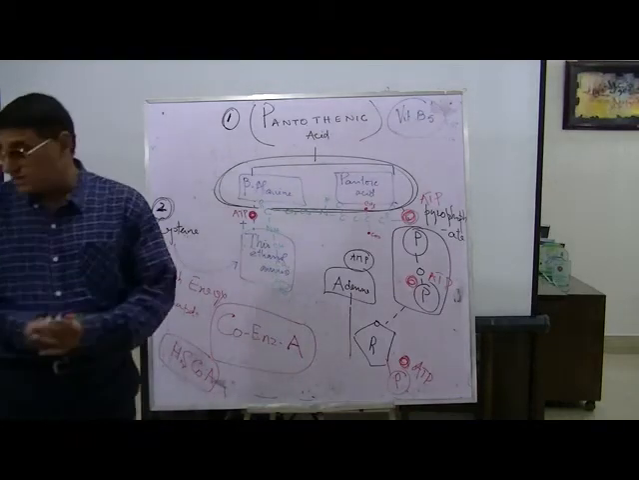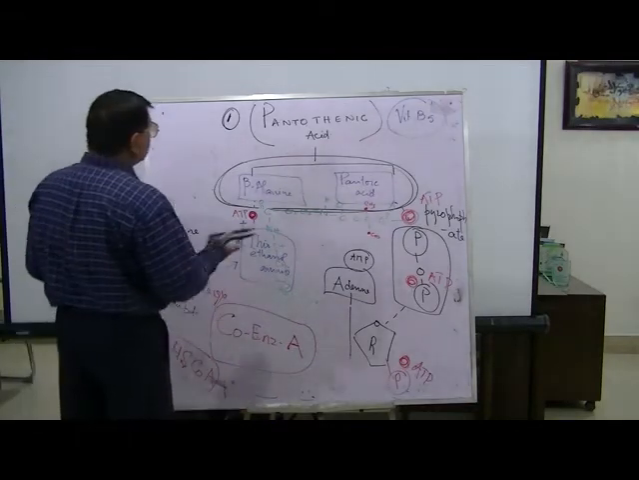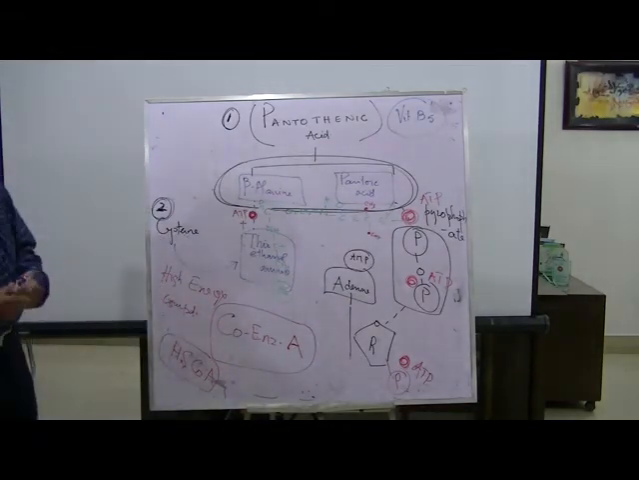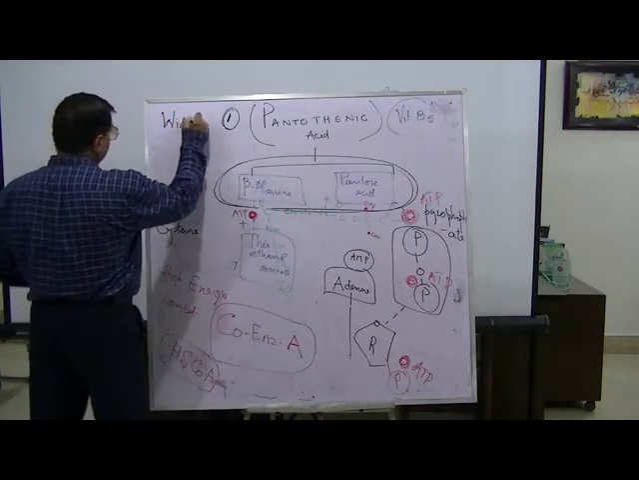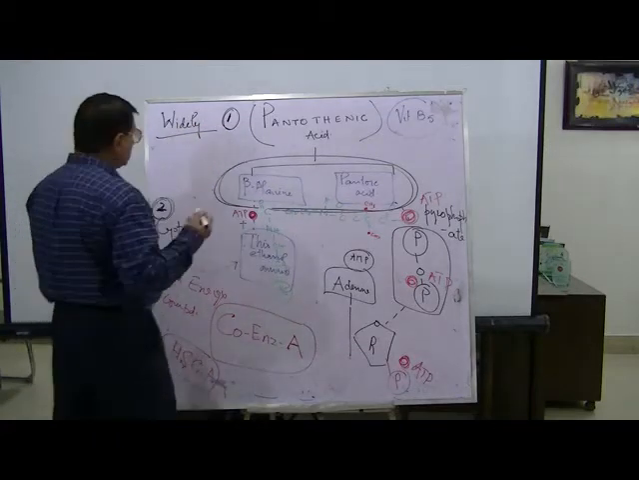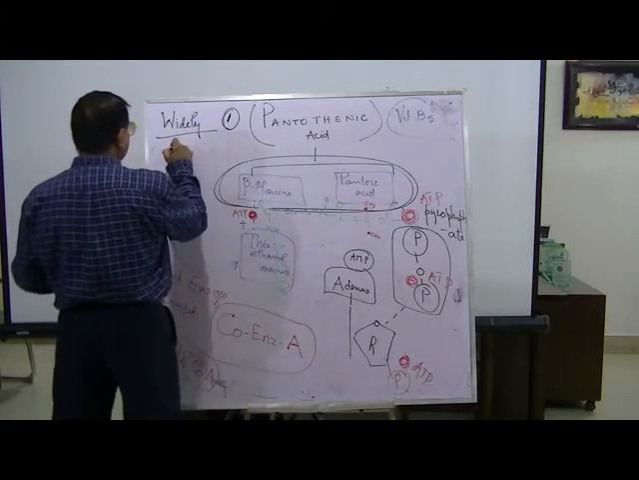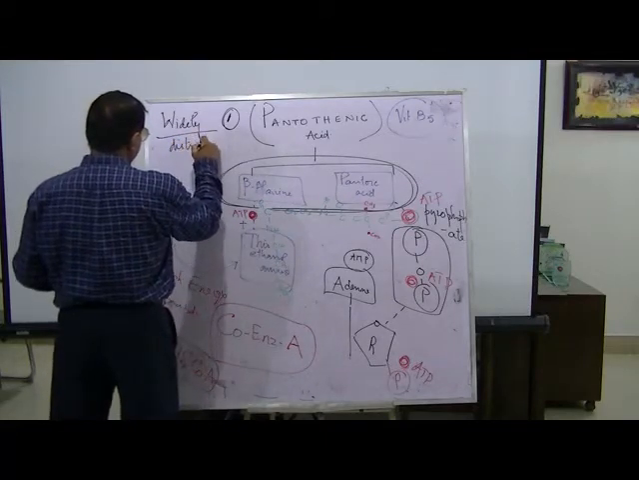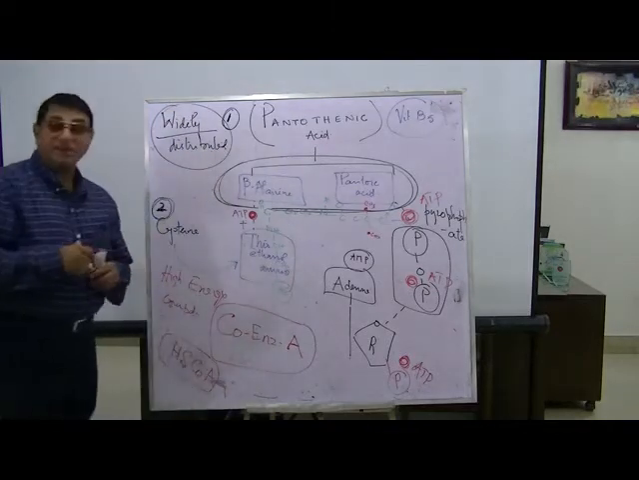Now, what is the source of pantothenic acid itself? It is widely distributed in the animal and plant kingdom. Liver, egg yolk, etc. Widely distributed. Pantothenic acid is coenzyme A.